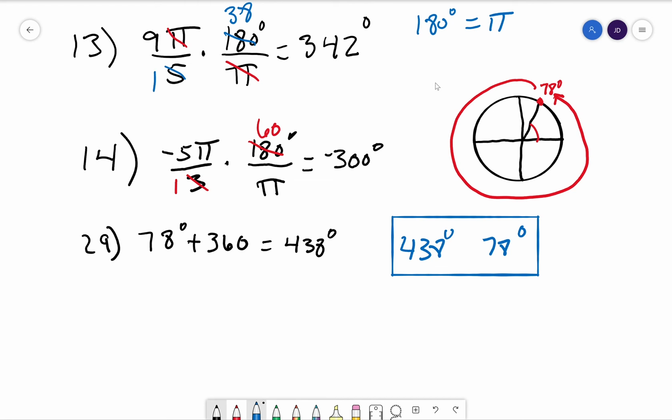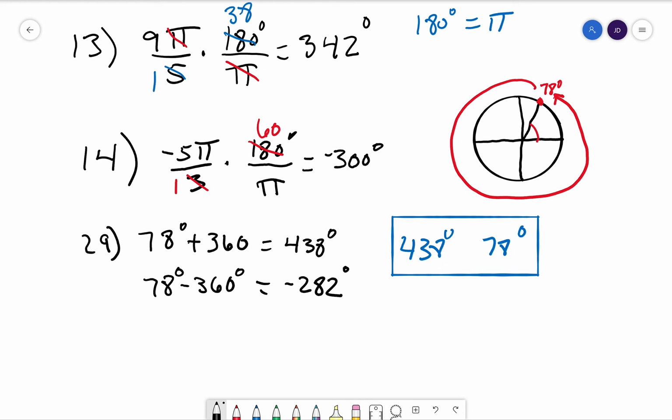All right, and it says we also want one that's negative. Well, that couldn't be easier, right? You guys have calculators. You have 78 degrees. Now I just have to subtract 360 degrees. And 78 minus 360 is going to be negative 282 degrees. So those are my answers.